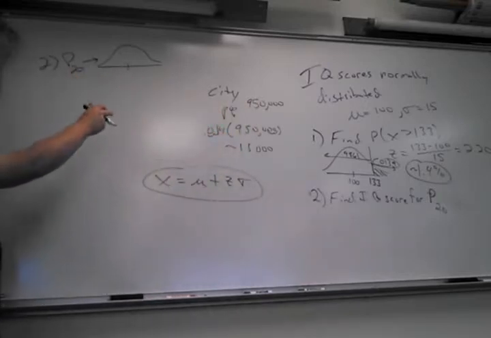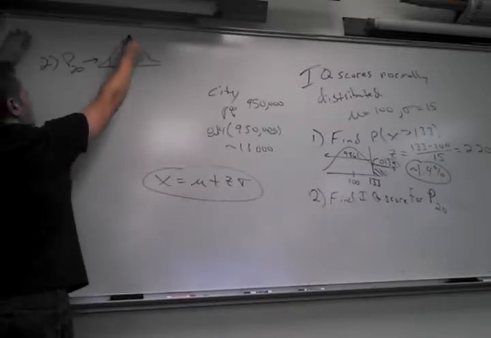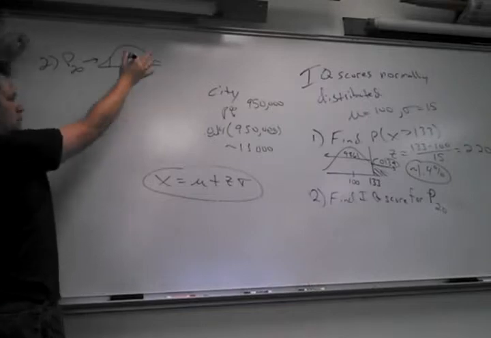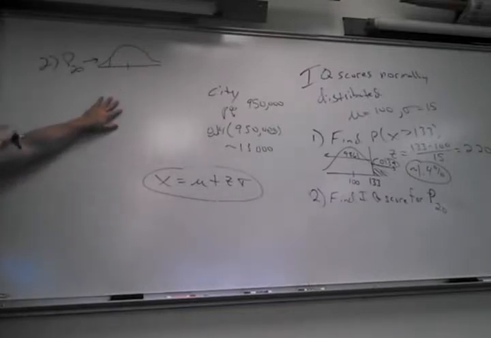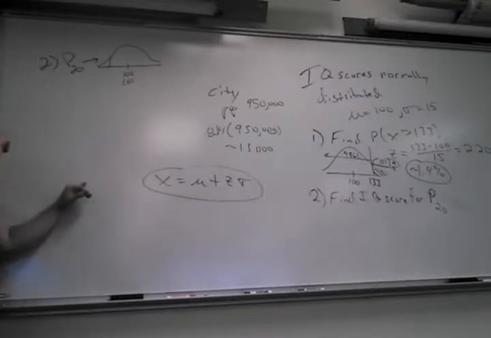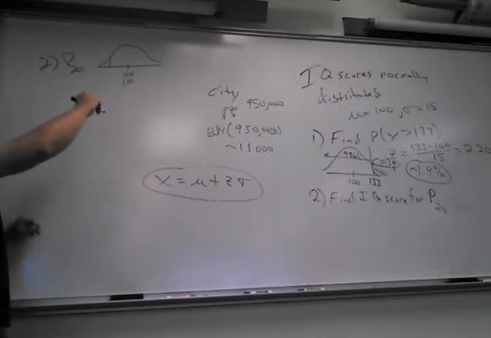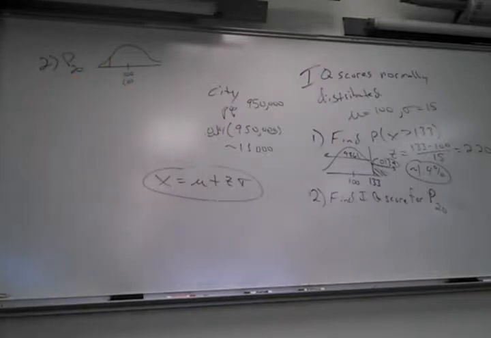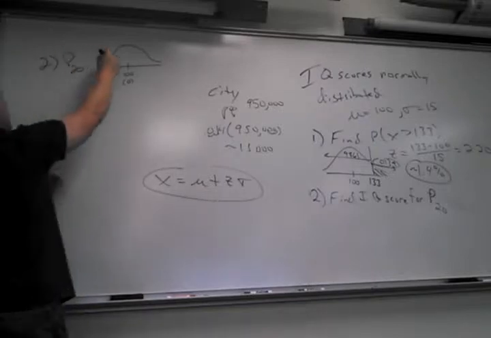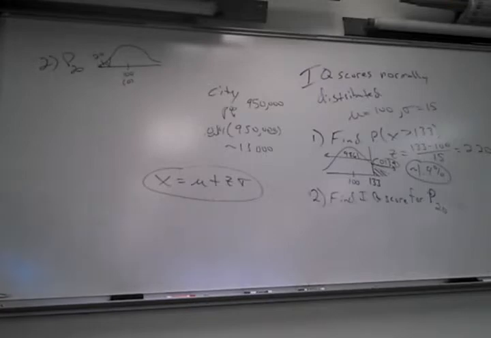P20. Where would that line go for P20? Yeah, it's got to be down here because this would be P what? That would be P50, right? And this is 100 in the middle, which is 0 as a z-score. So where would the 0.20 go for the 20%? Above. That's an area. So this area here is the 20% below.